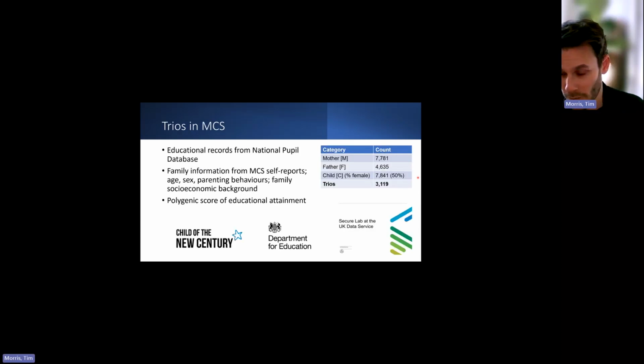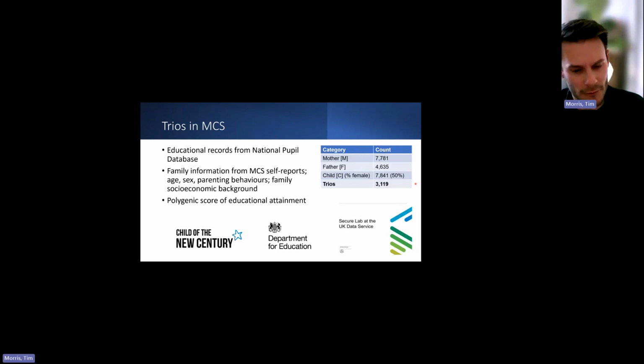Okay, here we are. So in the MCS, as Gemma touched upon, there's just over 3,000 complete trios. There's, off the top of my head, I think another 2,000-3,000 offspring-mother and offspring-father duos. So we can potentially use imputation of parental genotypes to bulk up that number.